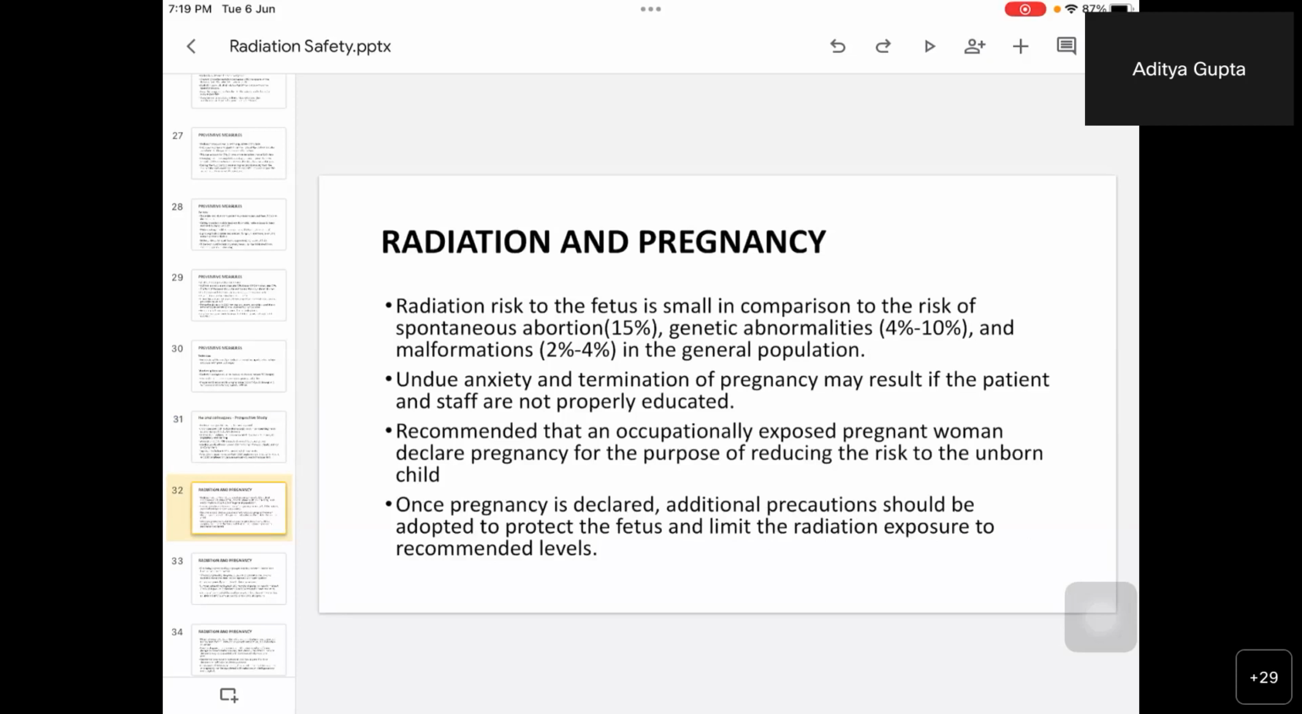Now, radiation in pregnancy. The radiation risk to the fetus is very small in comparison to the risk of spontaneous abortion, genetic abnormalities, and malformations in the general population. So undue anxiety and termination of pregnancy may result if a patient and staff are not properly educated about the risk of radiation exposure. It is recommended that an occupationally exposed pregnant woman should declare her pregnancy, for the purpose of reducing the risk to the unborn child, whenever she comes to know about the pregnancy. Once the pregnancy is declared, additional precautions should be adopted to protect the fetus and to limit the radiation exposure to the recommended levels.